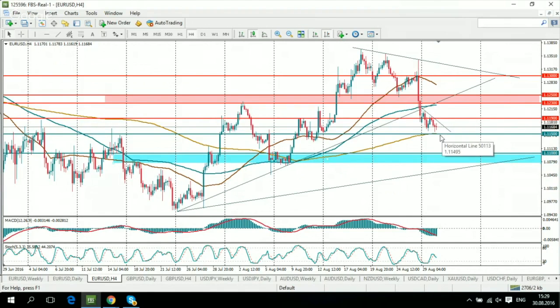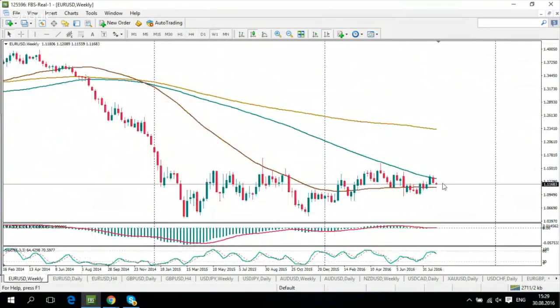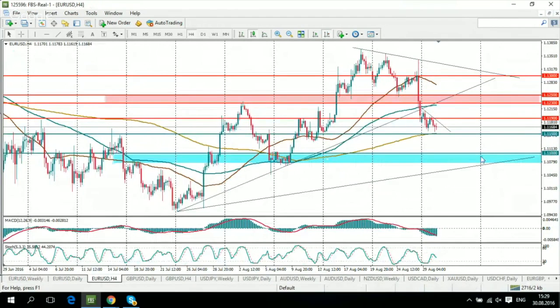We can see that the pair has support. Support is at the 1.11 mark. This is actually the 50-week moving average on the weekly chart. So this is the target I have for selling the euro, as I think that it may be hard for the bears to overcome this support area.